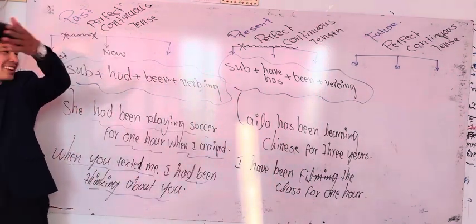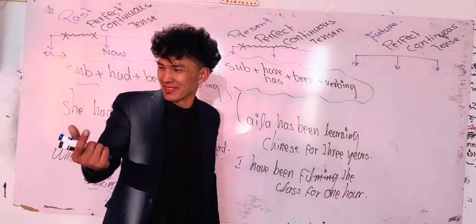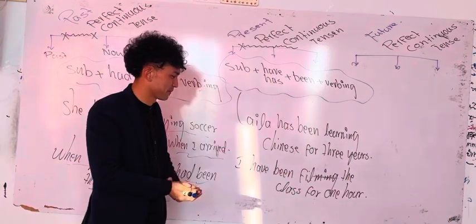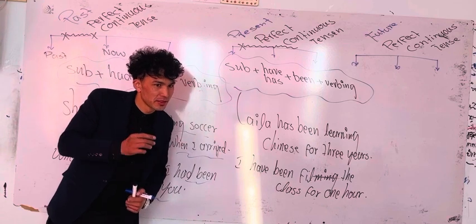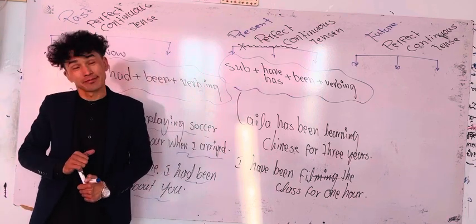Very well. Others? Present perfect continuous. Go. I have been exercising. I've been exercising for 2 years. Very well.